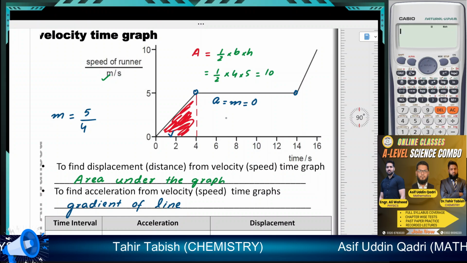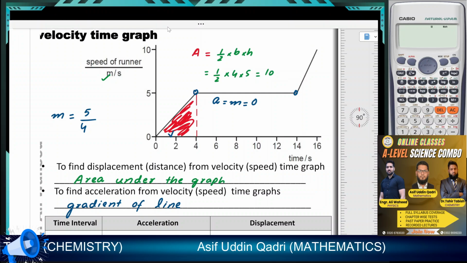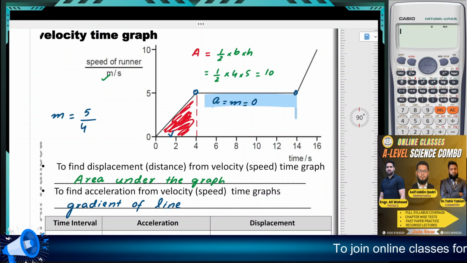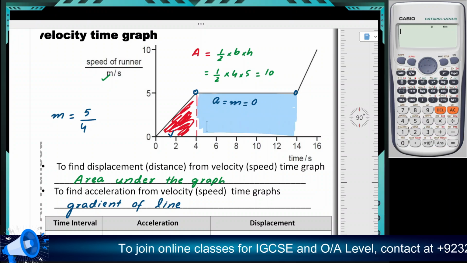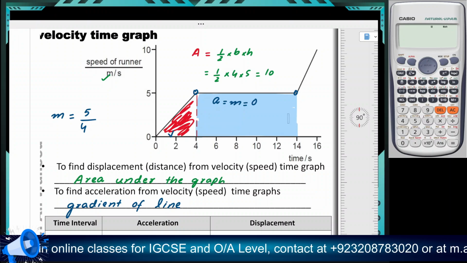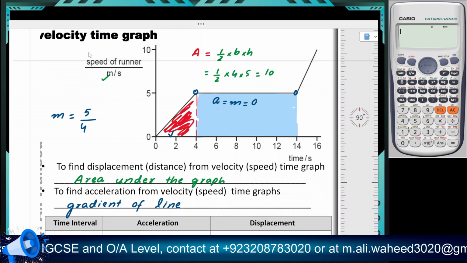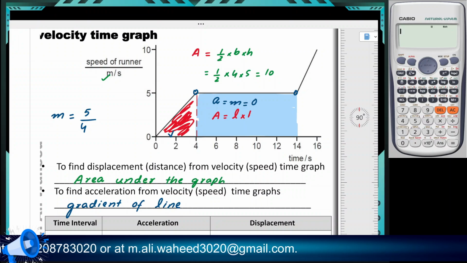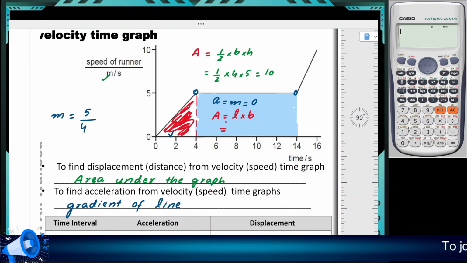But let's find the distance. In order to find the distance, we have to find the area under the graph. So I'm going to find this area from 4 to 14 seconds. So what shape do I have? It's a rectangle. And what is the area for the rectangle? Length multiplied by width. You can also say length multiplied by breadth. It's just the same thing.